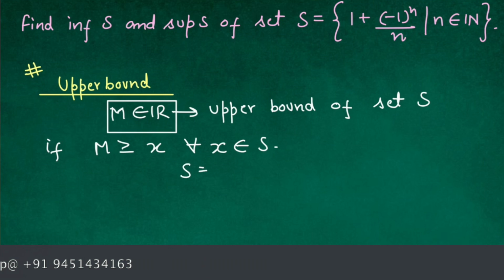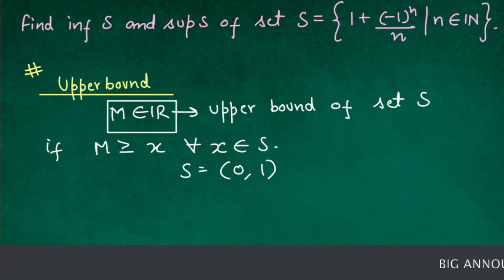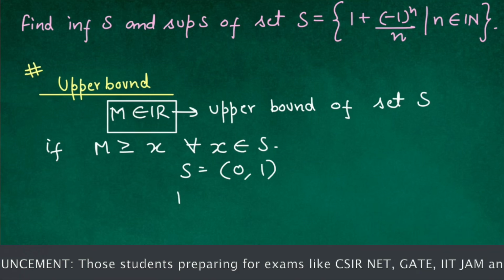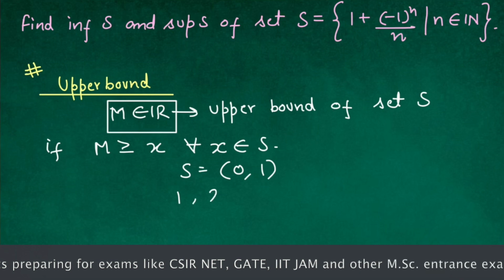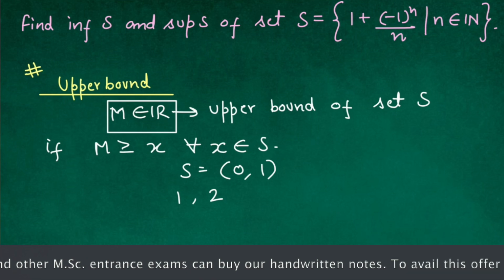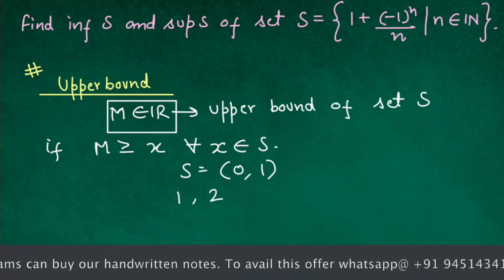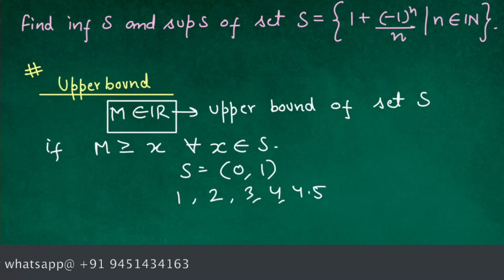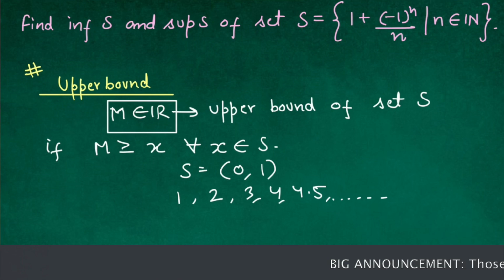Suppose we have some set, the interval 0 1. And we can see that 1 is an upper bound because all members of set S are less than 1. 2 is also an upper bound because all members of set S are also less than 2. Similarly, 3, 4, 4.5, all these numbers are upper bounds of this set S. Now the question arises, what is supremum?